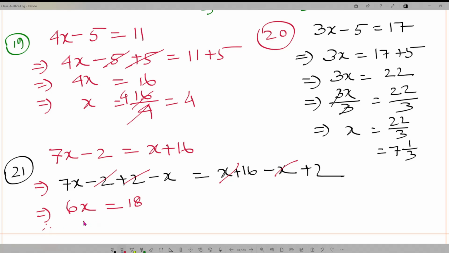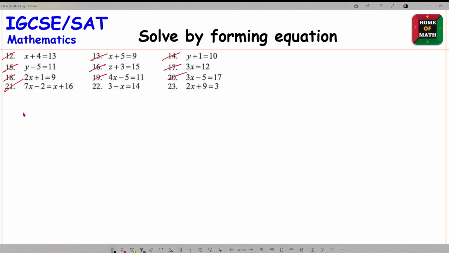So we can say x equals what? 18 by 6, or we can divide both sides by 6, so 18 by 6 is what? 3, and this is our answer. Number 22.